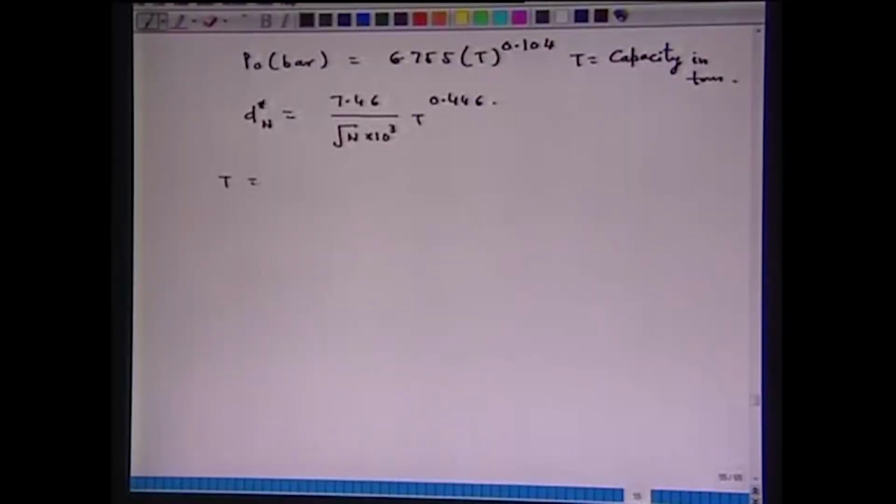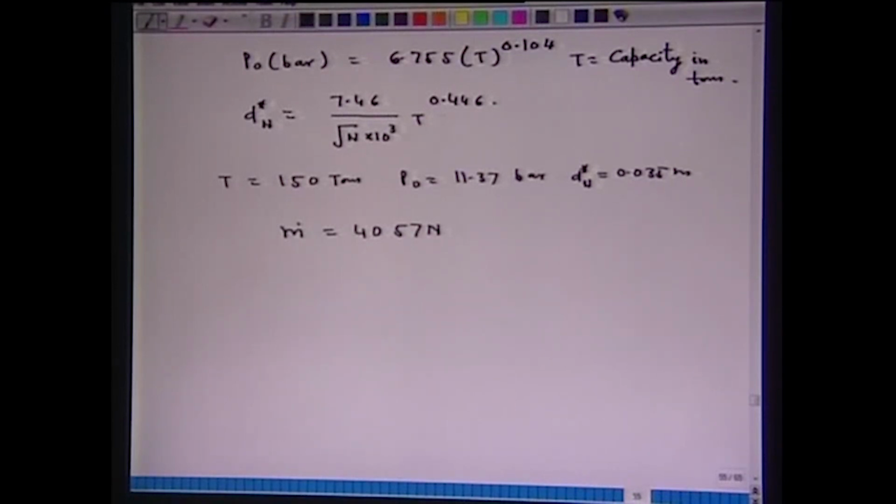Now, I have given you the equation. In illustration, if I take converter capacity as 150 tons, then P0 comes out to be equal to 11.37 bars, and d star n comes out to be equal to 0.035 meter. So, I can calculate now m dot, which will come out to be equal to 4057 newtons, as the value I have used earlier.